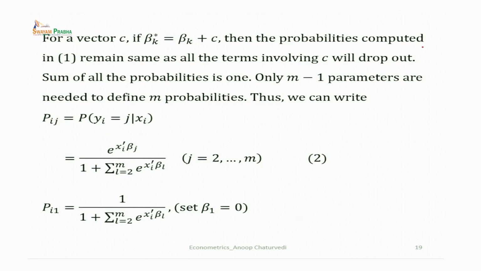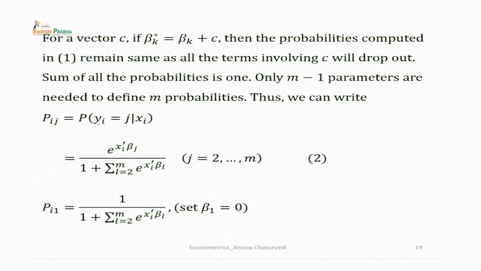So, the probabilities computed in 1 remain the same, because all the terms involving c drop out, cancel out in the numerator and denominator. Again, the sum of all the probabilities is 1. So, only m minus 1 parameters are needed to define m probabilities. It is just like the logit and probit model. Although you have two classes in the logit model, the sum of the two probabilities is 1. So, actually you need just one parameter or one probability.